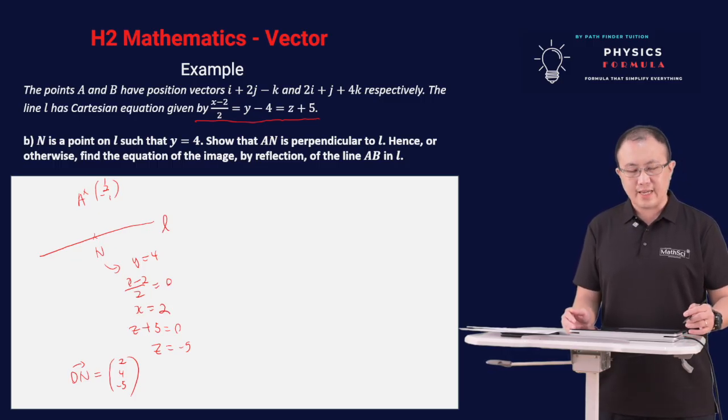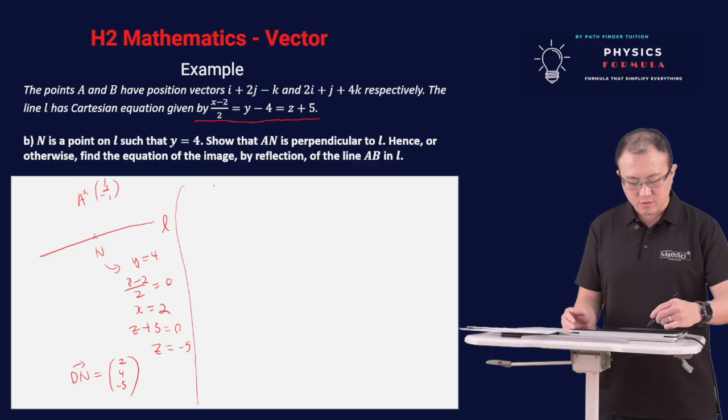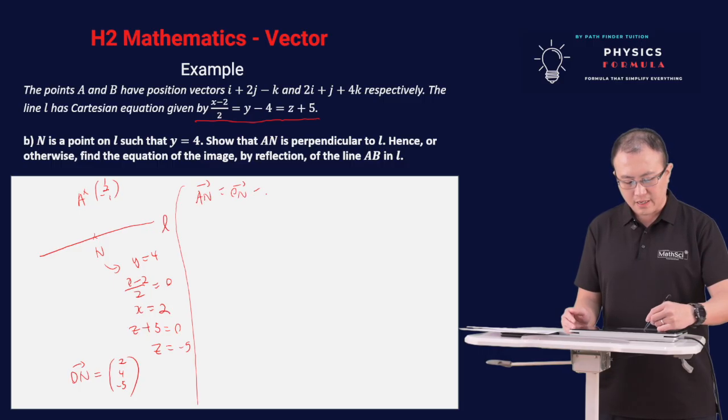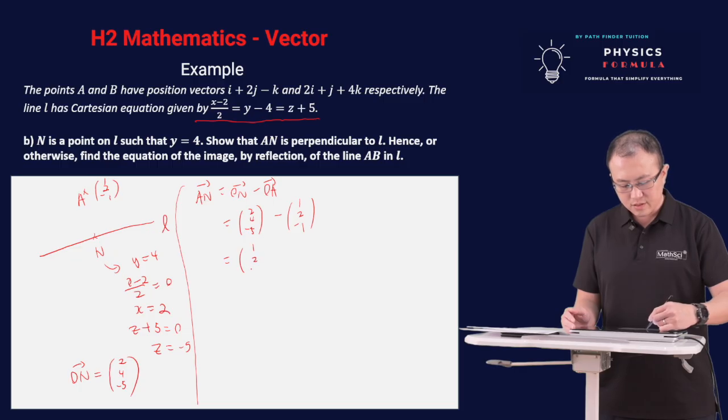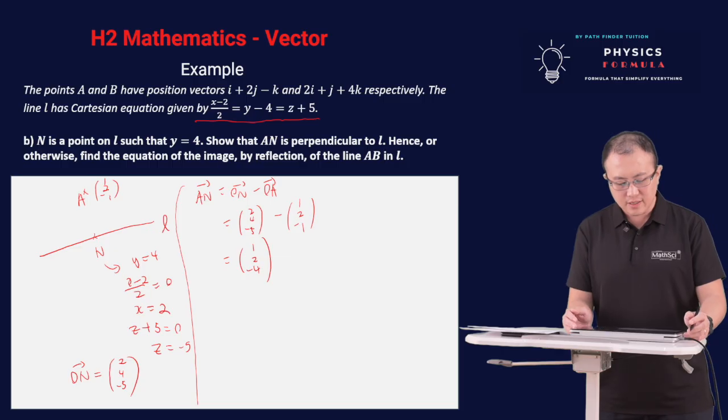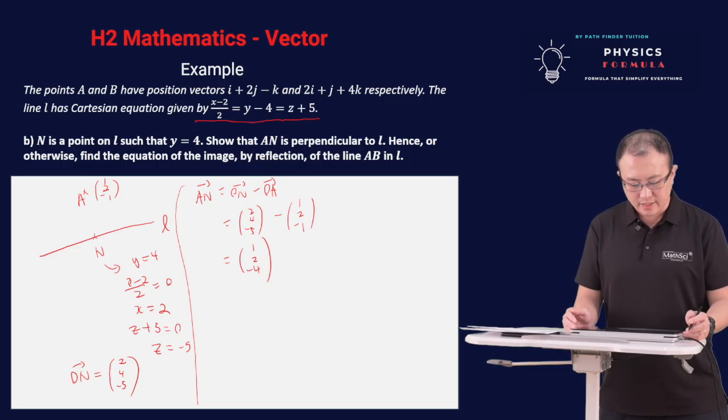Then from there, we're going to find AN now. So step 2 will be AN. AN is given by ON minus OA. So (2, 4, -5) minus OA, which is (1, 2, -1). Then we will get (1, 2, -5 plus 1), which will be -4. This will be our AN.